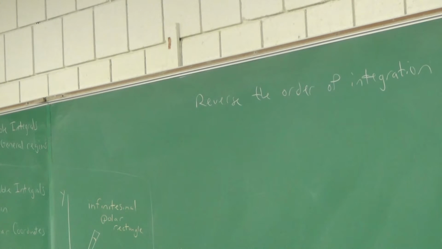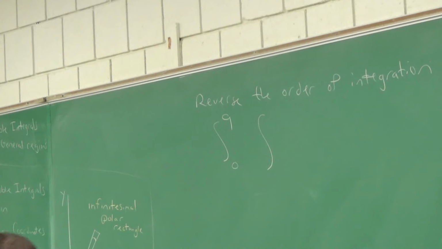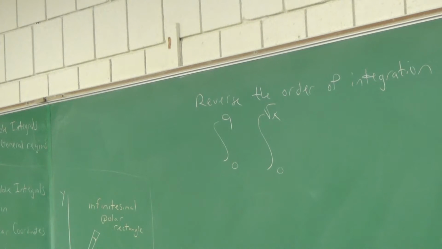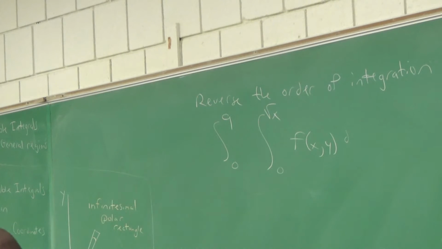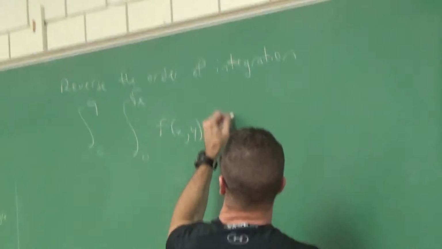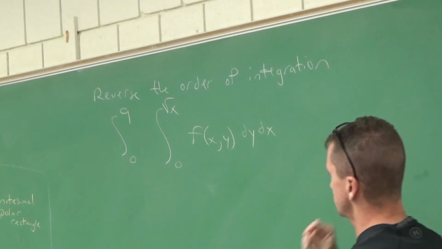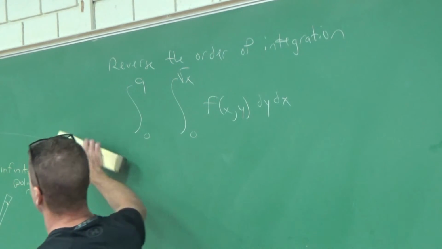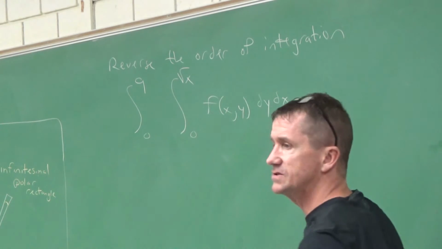So, here you go. I got a function, with x from 0 to 9 and y from 0 to square root of x, of a function of x and y. And they wrote dy dx. Okay. Can you reverse the order of integration? We'll do a few of these. And once we're done with this, then we'll jump into the cool stuff, the polar coordinates, which is really neat. But right now, just reverse the order of integration.